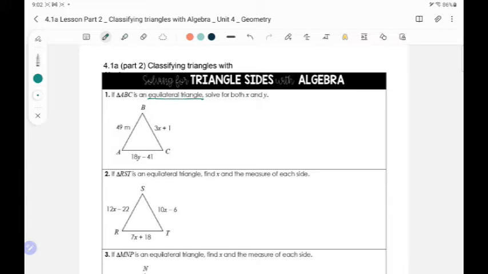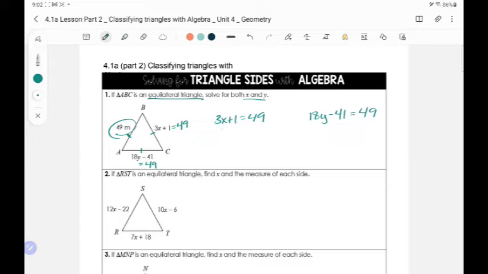What do we know about equilateral triangles? Equilateral triangles means that the sides are all the same, right? So what can we do with this information? Over here, they told us this one is 49. So that means all of these equal 49. And they want me to find x and y. So this isn't actually too difficult of a problem. I can do 3x plus 1 equals 49. And I can do 18y minus 41 equals 49. So the fact that they gave me the 49 made this problem not too difficult because now I just need to solve for x and y.